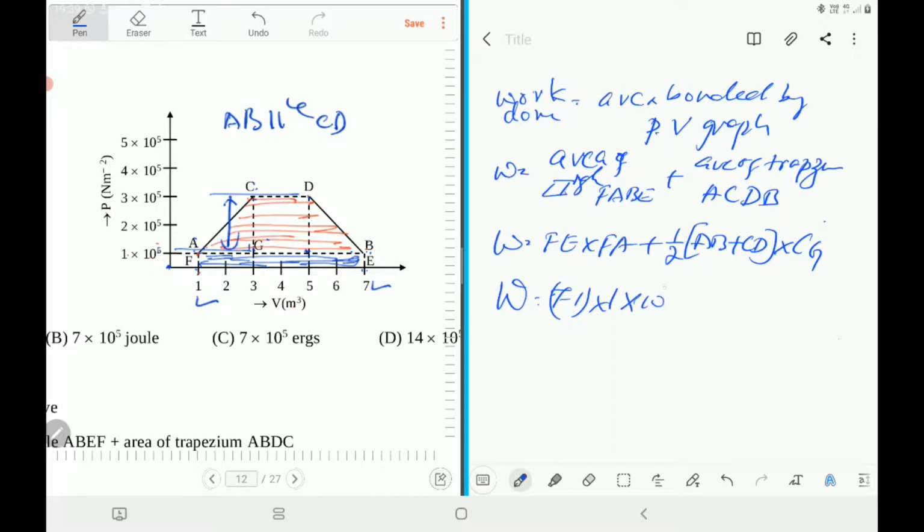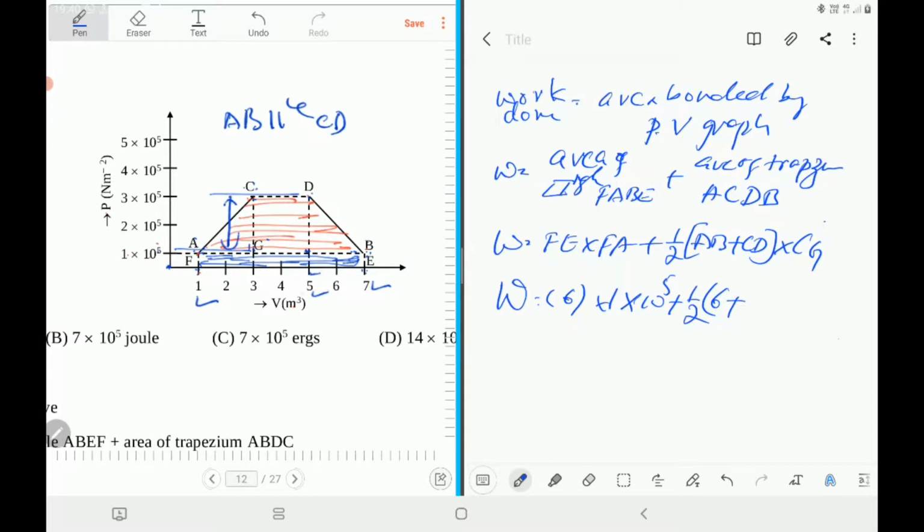10 raised to power 5 plus half of, what is AB? AB again, 7 minus 1. What is 7 minus 1? 6. You can directly write, you can easily notice. That is 6 here. Similarly, this is 7 minus 1, 6, plus, what is CD? D value 5 and C value 3. What is the difference between them? 5 minus 3, 2.